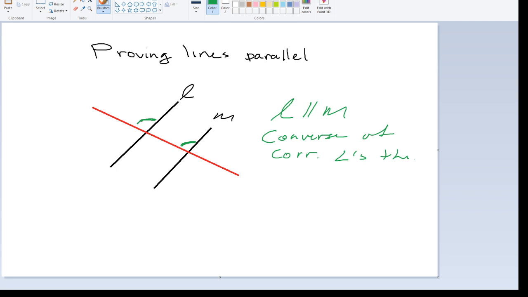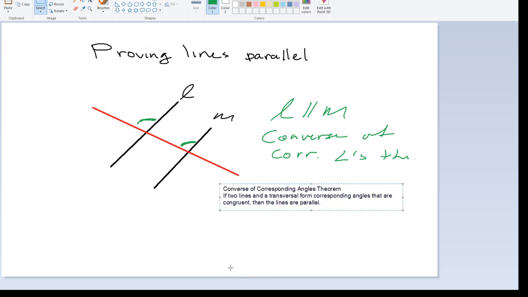In fact, I'm going to write down the actual definition for you guys to have. Here's the actual definition. If two lines and a transversal form corresponding angles that are congruent, then the lines are parallel. And that's exactly what we looked at right now. So the same can be said about the other 3 theorems.